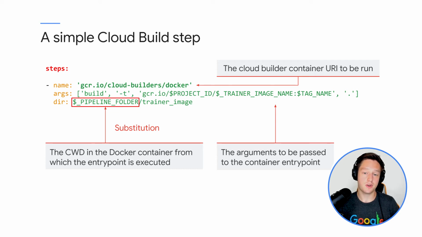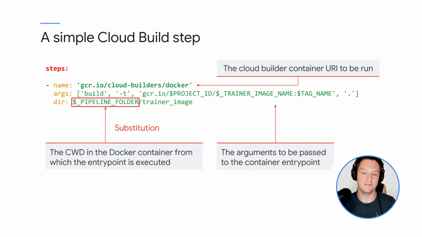We have, first of all, the name. Again, this is simply the URI of the cloud builder container in container registry. So here we say, I want my first step to execute that Docker cloud builder container. We also provide args, which are just the arguments to be passed to the entry point. We actually have a third field here, dir, and dir specifies the current working directory within the container from which the entry point will be run.